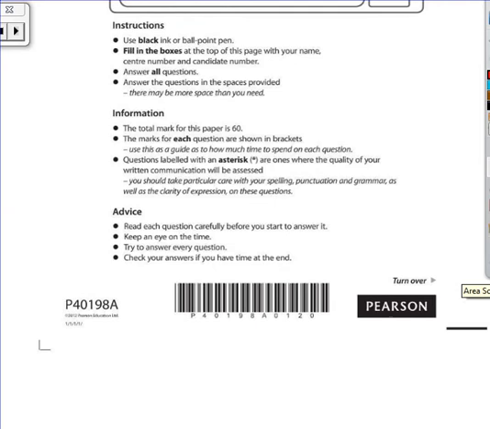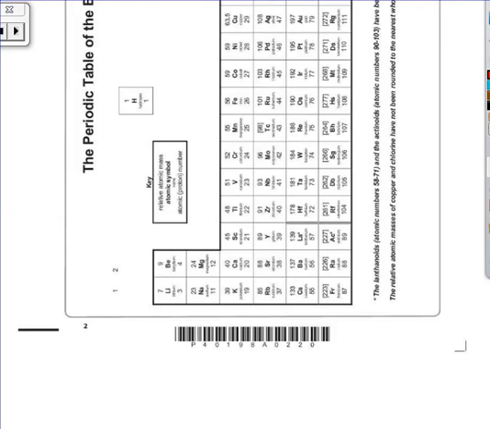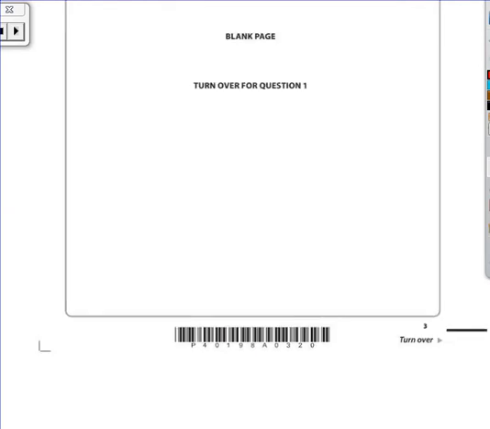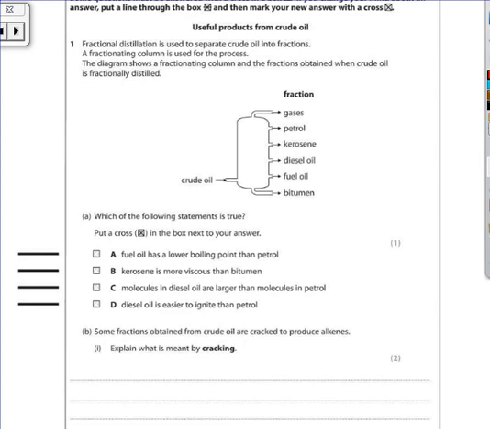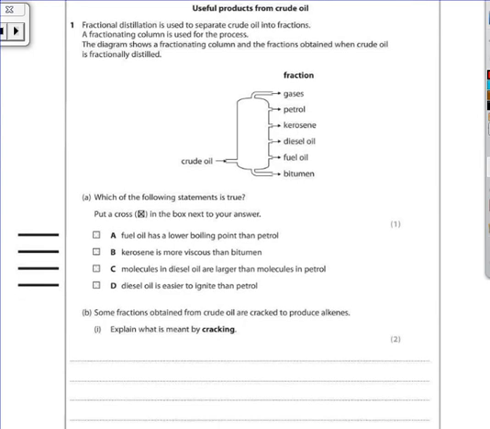So, open the paper up. You'll see the first page, periodic table. Don't need it really at C1, I doubt. Then you've got a blank page. Easy so far, pretty good. Right, fractional distillation. Let's just have a look.